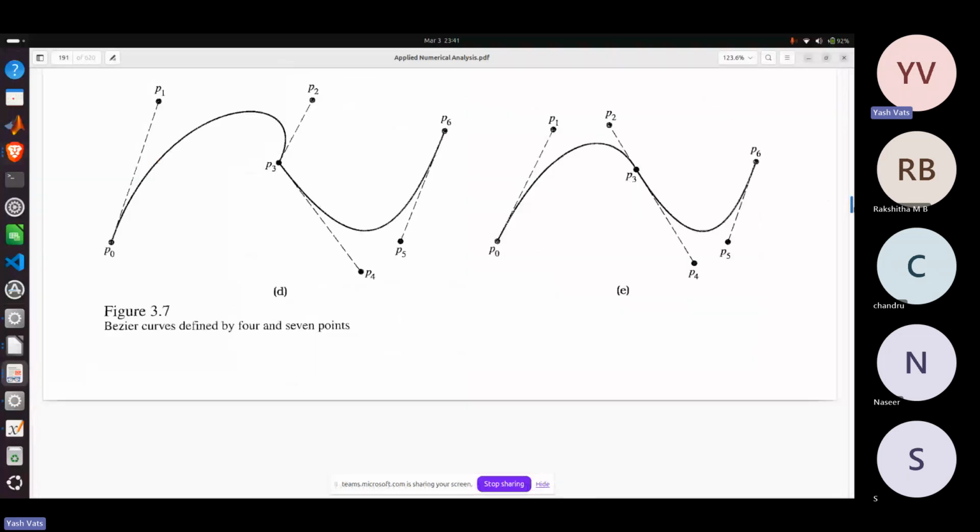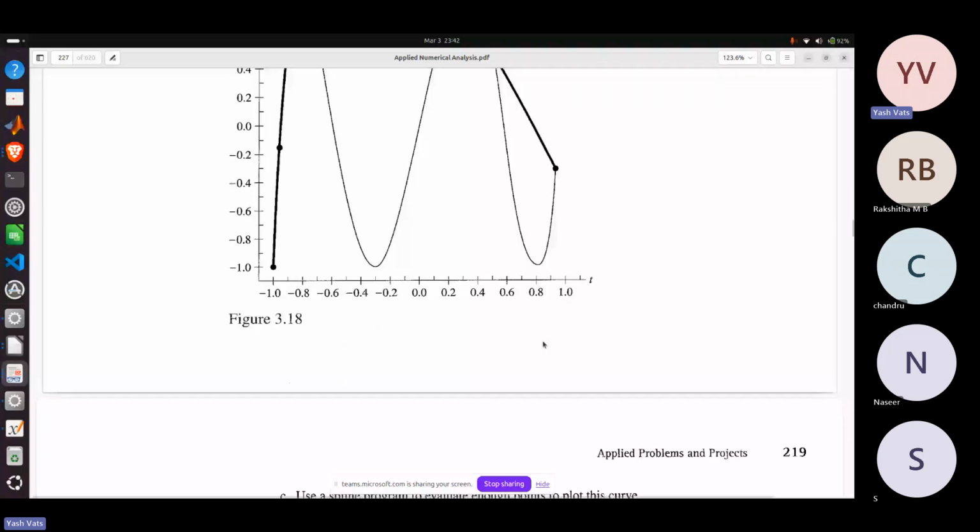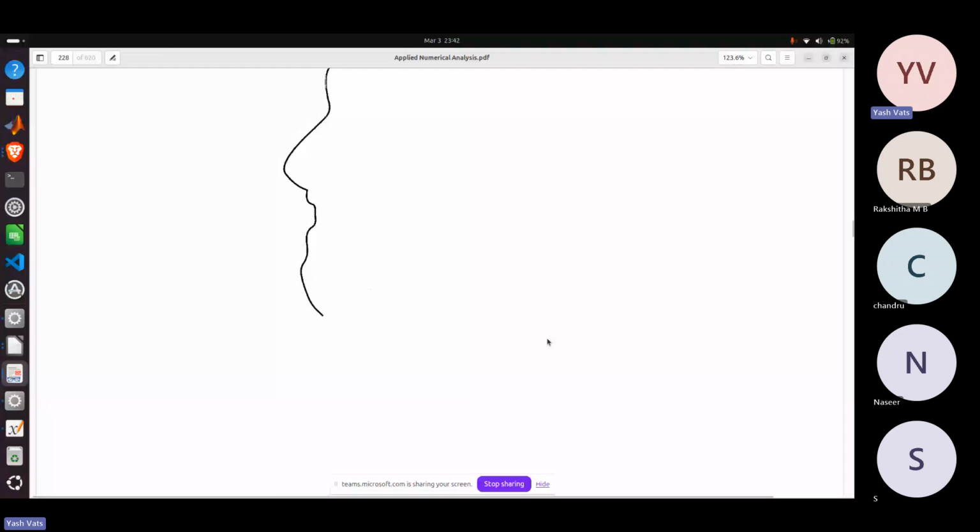So I think this book is with everyone, right? Just follow this book. This is a nice book. I think next is approximation of functions. We will do that. If you have any doubts, just let me know.